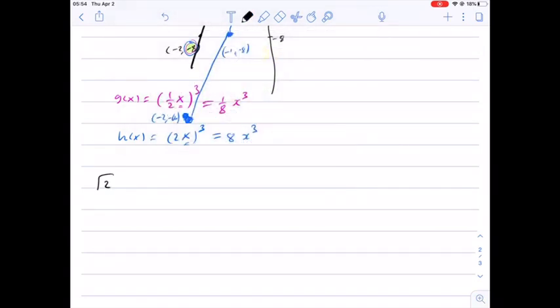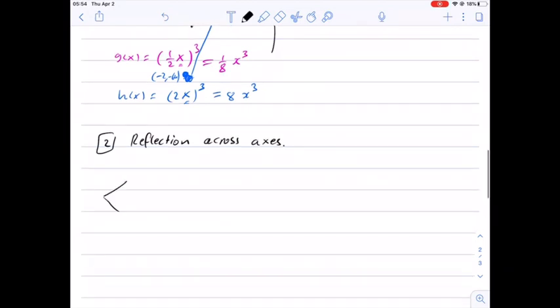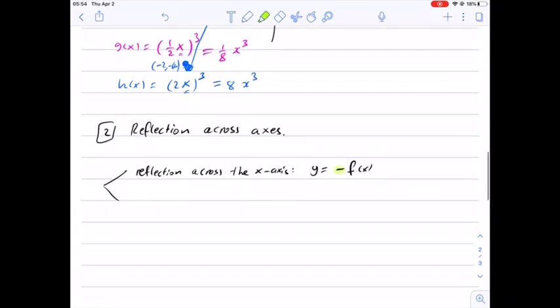Now let's talk about reflections. Reflection across axes. So we have reflection across the x-axis if we multiply the function by a negative sign. So we just multiply the original function by a negative sign, and we get the graph reflected across the x-axis. So the point (x, y) becomes (x, -y). So if the y coordinate is positive it becomes negative, if it's negative it becomes positive.